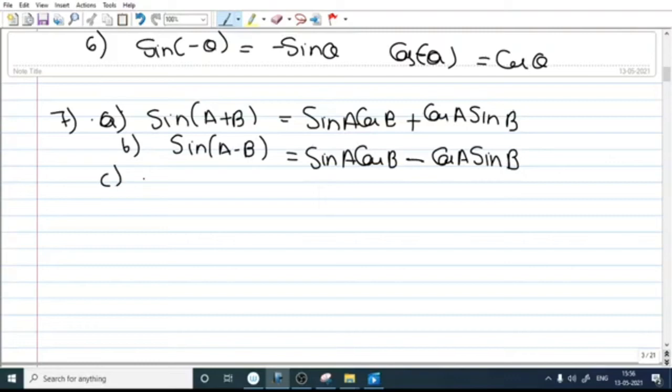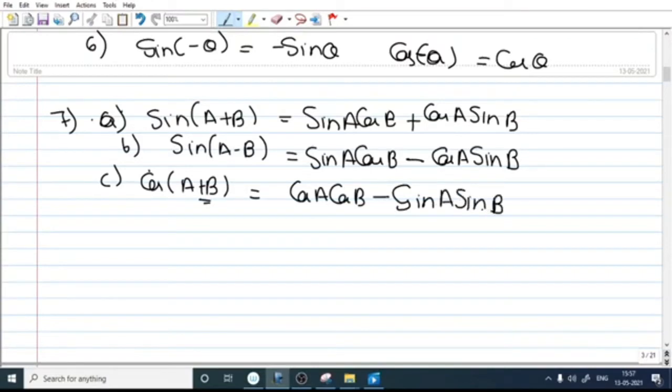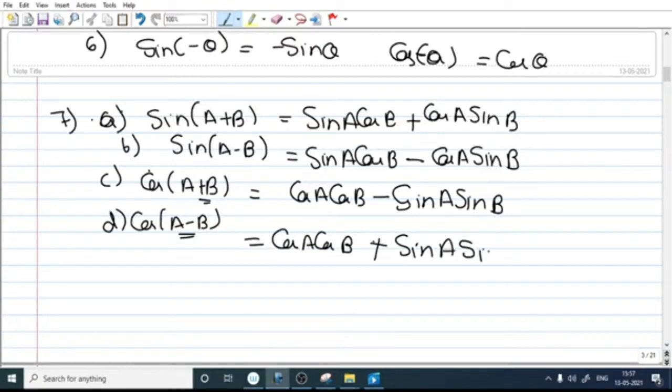After this, the third one which you will see, remember the first two were of sine, and now it will be cos terms. So it will be cos(a plus b), and here the cos format is cos a cos b. Since plus is there, we will write minus sin a sin b. Now its brother, the d part, which will be cos(a minus b). Since minus is there, we are going to write plus. So cos a cos b plus sin a sin b. The rest of the things are the same. Hope you will remember this formula.